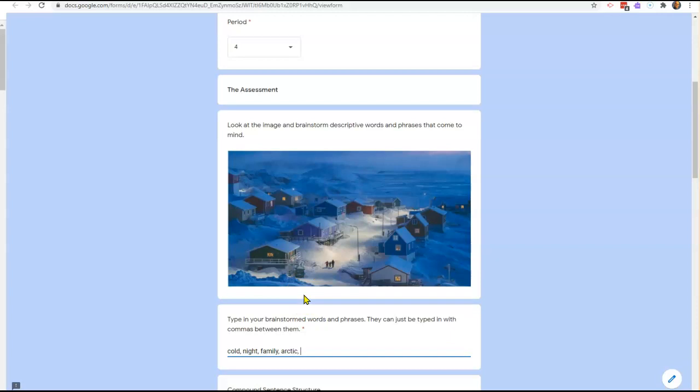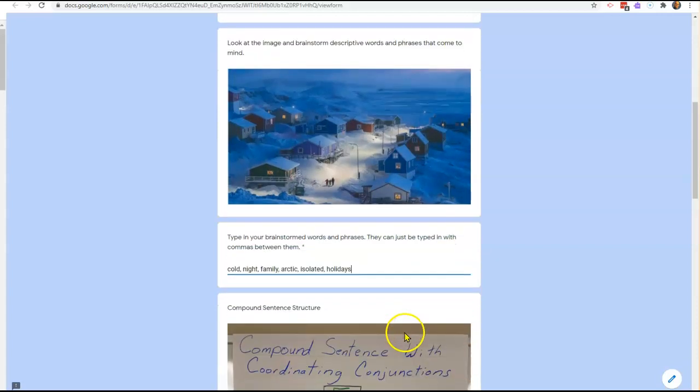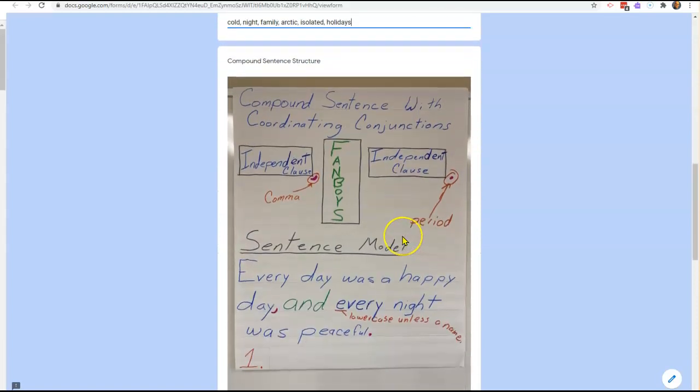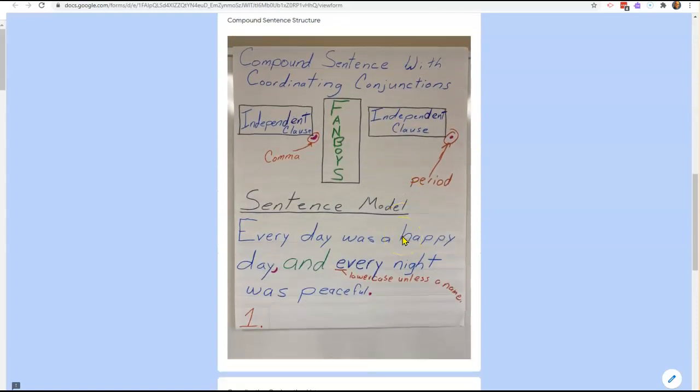Do pay attention to the red lines. That helps you. Isolated. Holidays. And etc. You can come up with a whole story, but I've come up with a few words. Now, what is the compound sentence structure?